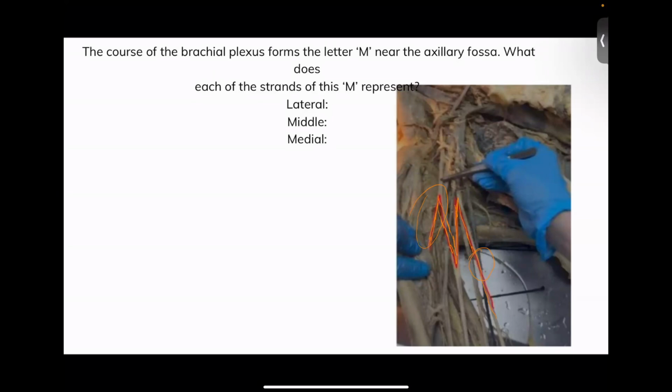So this is really important to know, how to identify this. The first important part is to identify the M, find the M. Then I'm pretty sure it's going to be easier for you to identify the structures. Let's move on.